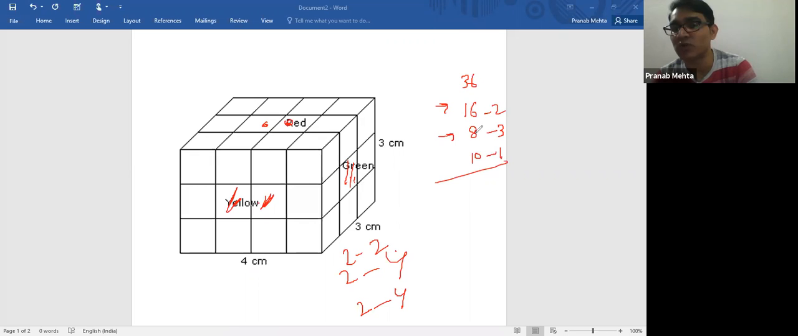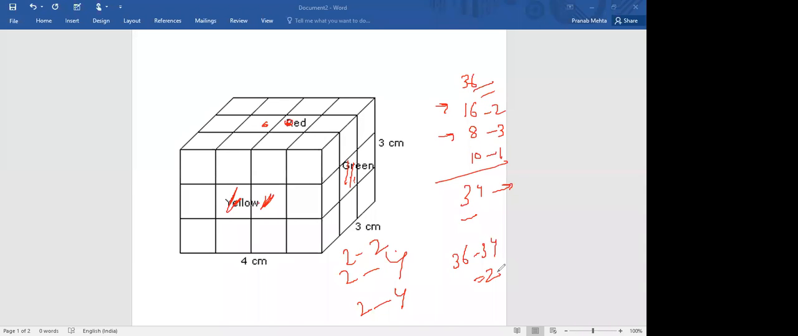Yes. So total 16 plus 8 is 24. 24 plus 10 is 34, which has got one or the other color painted on it. Out of 36, if 34 have got painted, then the one which has got 0 faces painted is 36 minus 34, which is 2. Understood now?